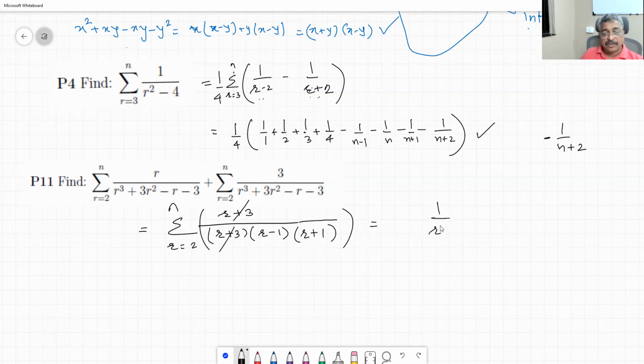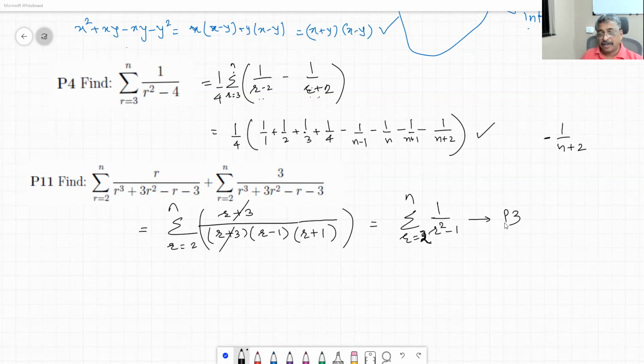1 upon r square minus 1. Sigma r goes from 3 to n. So it is P2, I think? Or something. P3. Is it P3? Let me check. No, sir, it is P11.